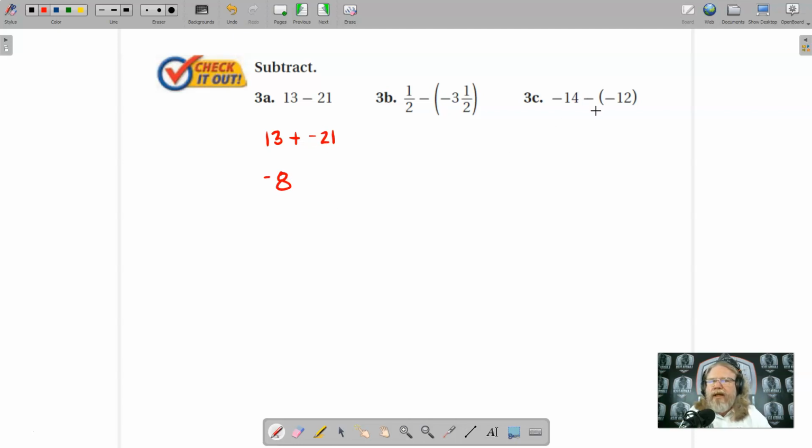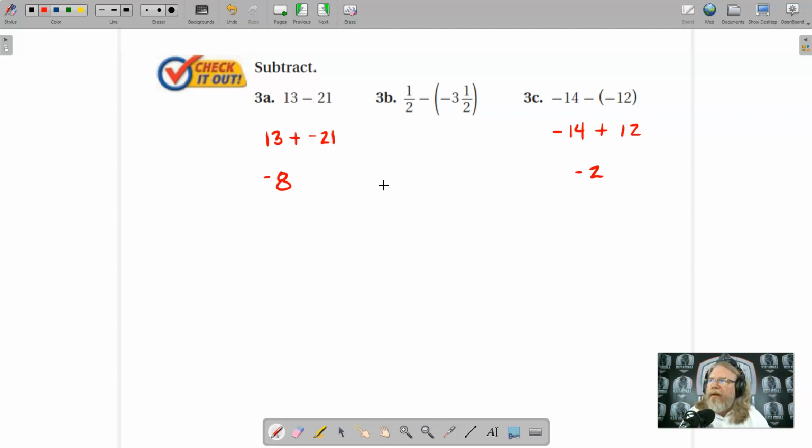Let's go ahead and go over here to the other easy one that's not a fraction. Negative 14, keep the first number the same. Change the sign from subtraction to addition. The opposite of negative 12 is positive 12. So I'm now adding two numbers together in which one's negative and the other one's positive. So we're actually going to subtract. 14 minus 12 is 2. Negative 14 has a greater absolute value than positive 12. So since negative 14 is negative, the answer is going to be negative.